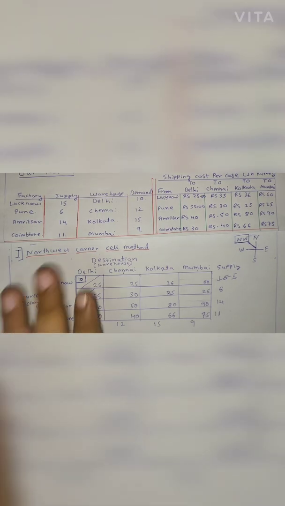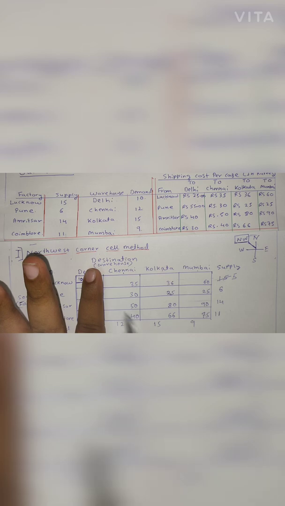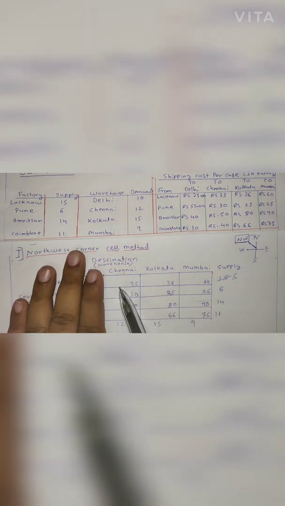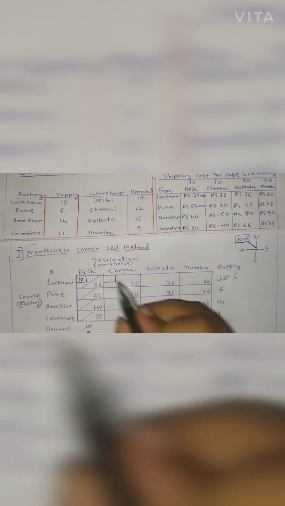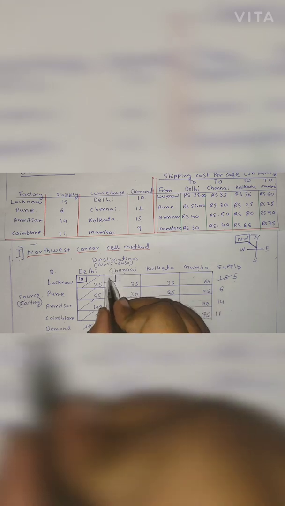Now this column is gone, so what is remaining? These cells are remaining. Which is the northwest corner? It is this one, so we draw a box over here and do the same method. We see the row: the remaining supply is 5. We see the column: the remaining demand is 12. Which is lower, 5 or 12? It is 5, so we consider this 5 over here. The lower one we have to consider.